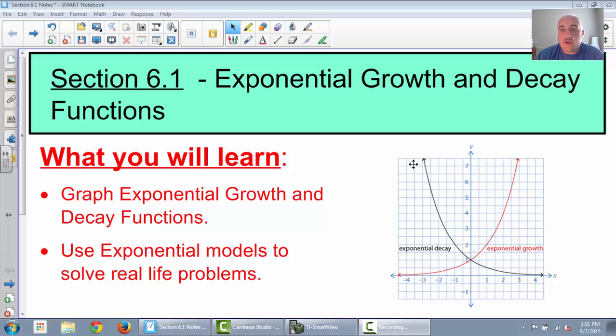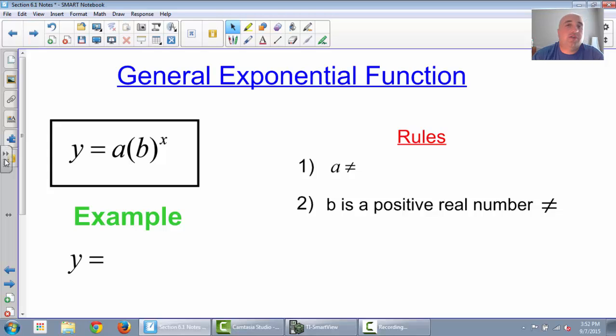Okay, and these are the two graphs that we're going to talk about. Exponential decay is the black one. It goes down from left to right, and exponential growth from left to right goes up. And we always go from left to right because that's the way we read. So the red one is going up, so that's a growth, and the black one is going down, so it's called a decay.